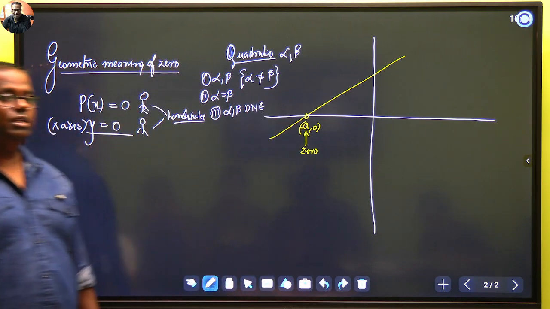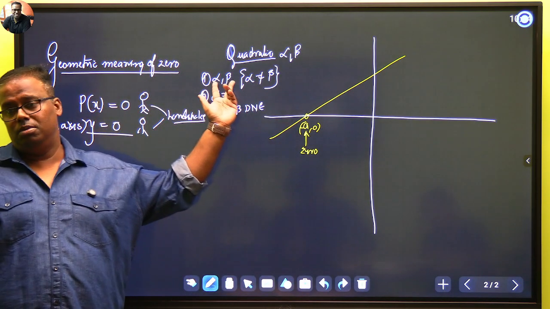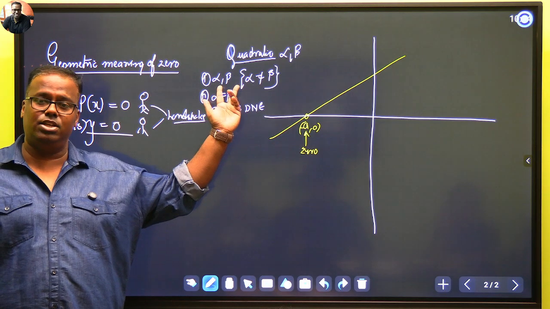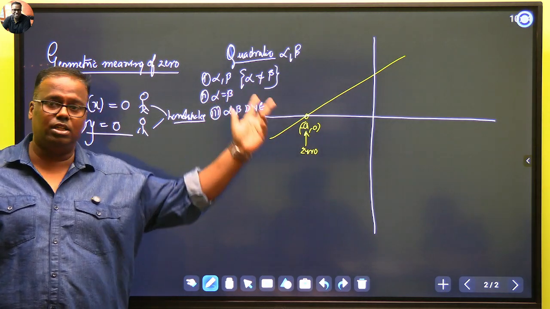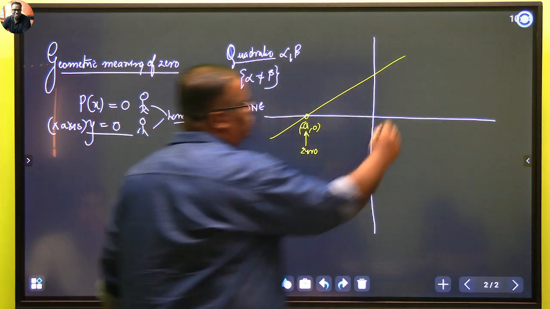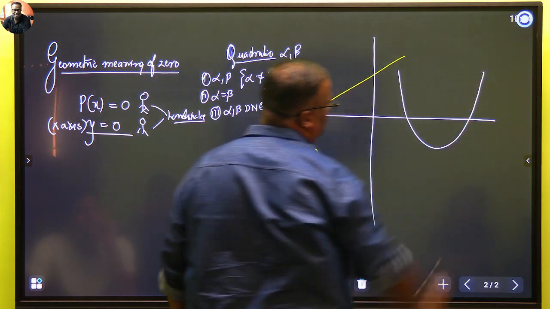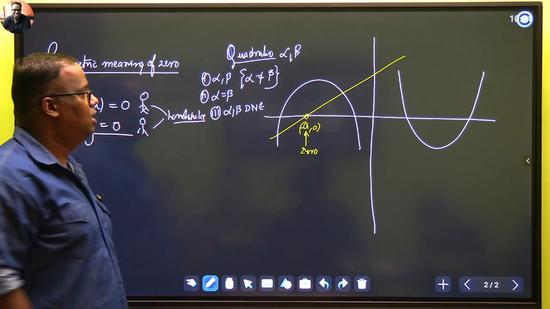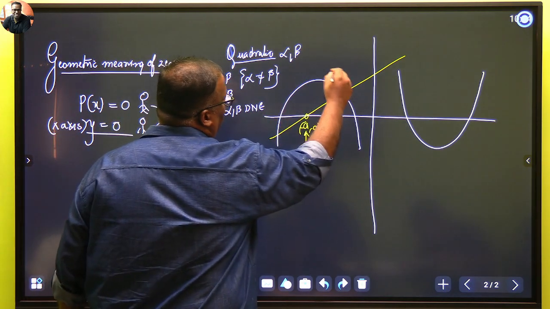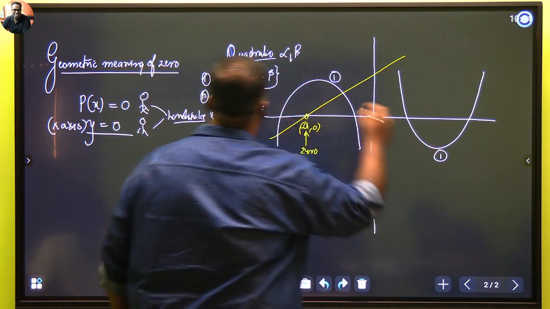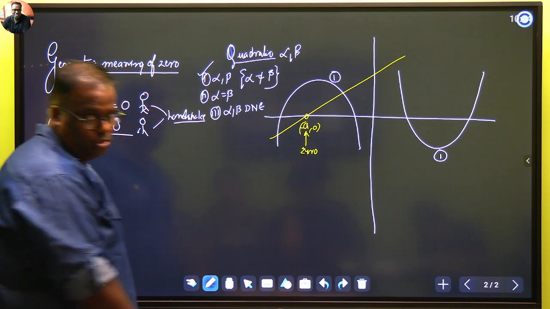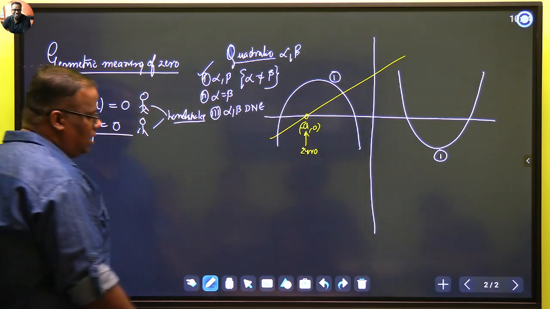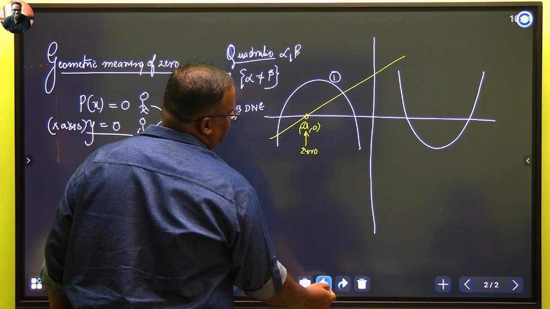You agree? That means two, so it should cut in two places. Where? The function should cut the graph at two places. So one of the options can be that the function looks like this, or the function looks like this. Like this also, it cuts at two places. So this is criteria number 1. Instead of defacing the graph, I'm just taking these lines back.